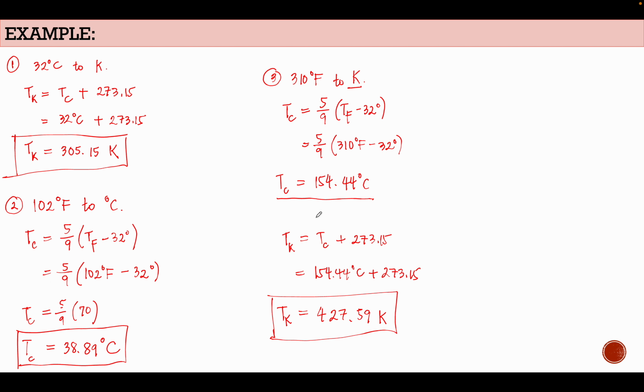So our final answer: 310 degrees Fahrenheit is equivalent to 427.59 Kelvin. Okay, so in converting temperatures, don't forget to put the unit. If you do not put the unit, then even if what is being asked is, let's say, T sub C, but you didn't put any unit like degrees Celsius, I can write any unit that I want. So again, it's really important that you put a unit after the value so that we know it is the temperature in terms of Celsius, or Fahrenheit, or Kelvin. Okay.